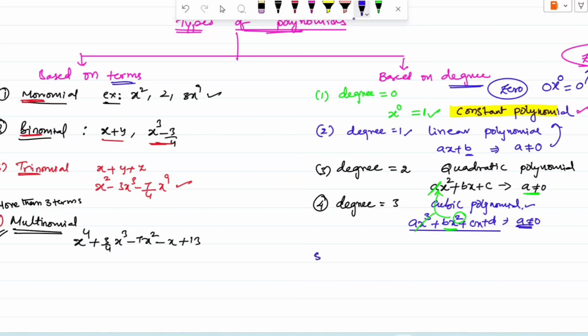Next type, the fifth one. If degree is 4, it is called a biquadratic polynomial.